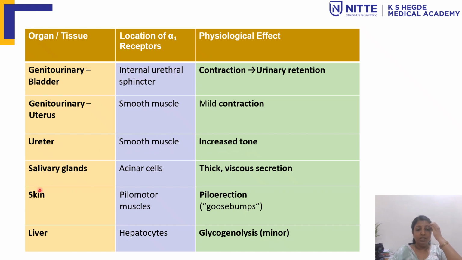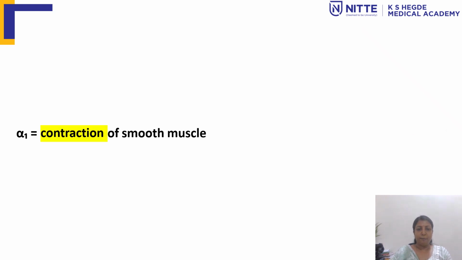In the salivary glands, they are present mainly in the serous cells, which are responsible for the thick and viscous secretion of saliva. On the skin, on the pilomotor muscles, there is piloerection. On the liver, there is glycogenolysis, but that action is very mild. So in short, alpha 1 receptors mainly produce contraction of smooth muscle, be it the blood vessels, producing vasoconstriction, or other smooth muscles.